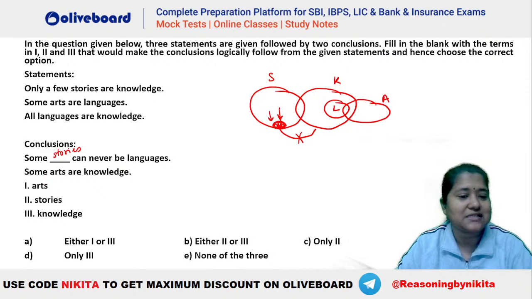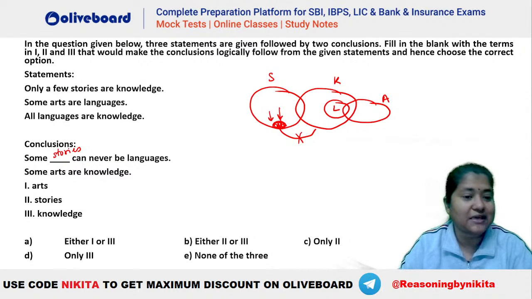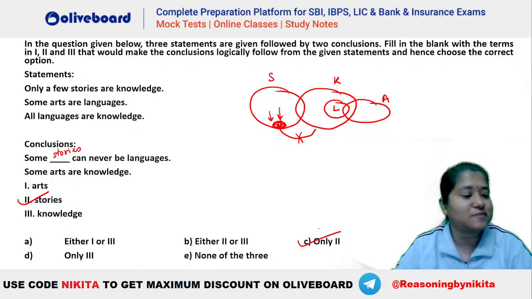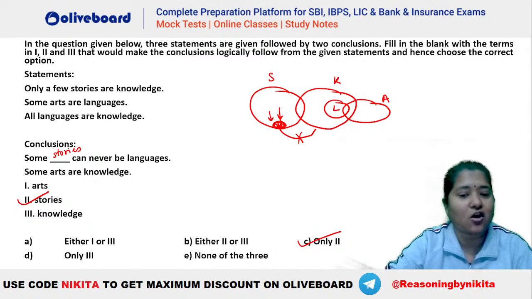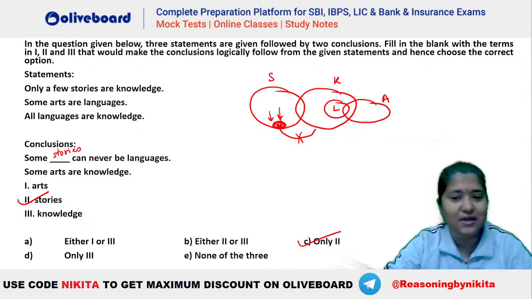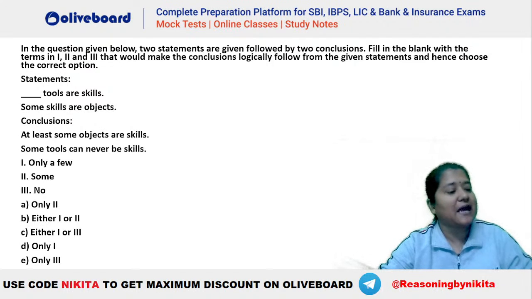Apart from that, you can see that knowledge can go completely inside language, right? They can overlap with each other. Arts, absolutely, that also can interact with language, no negative information between them. So that means it has to be only two. Where is it given? That is option number C. Okay, so what will the answer be? Option number C. Okay, Abhirami, absolutely. So C would be the right answer.